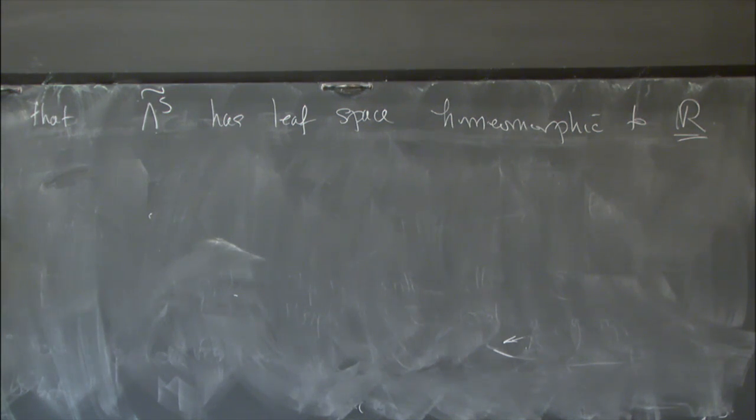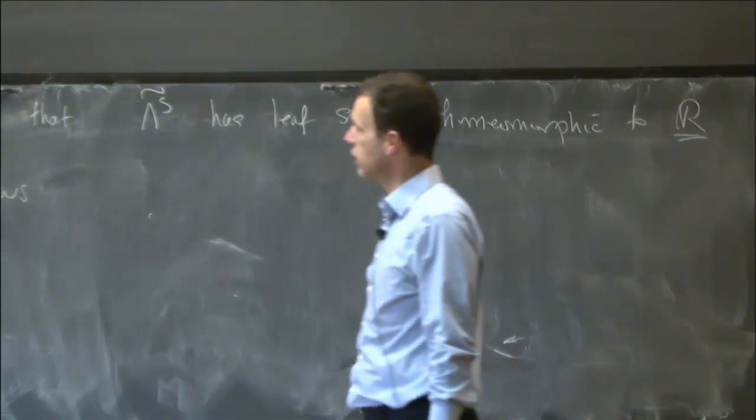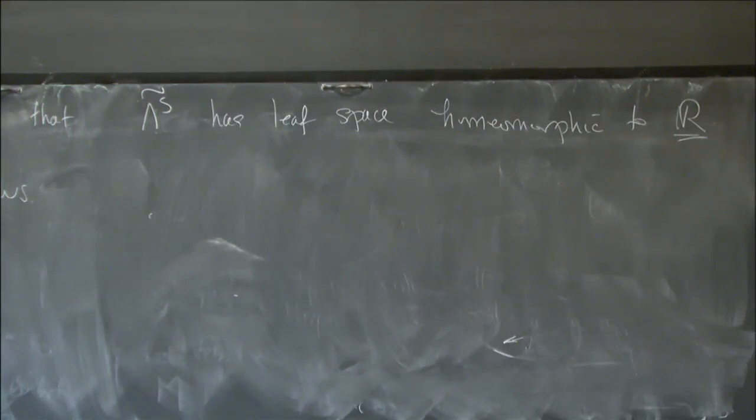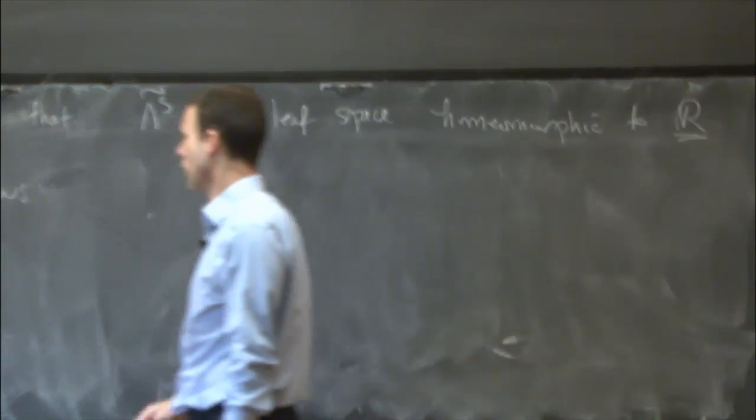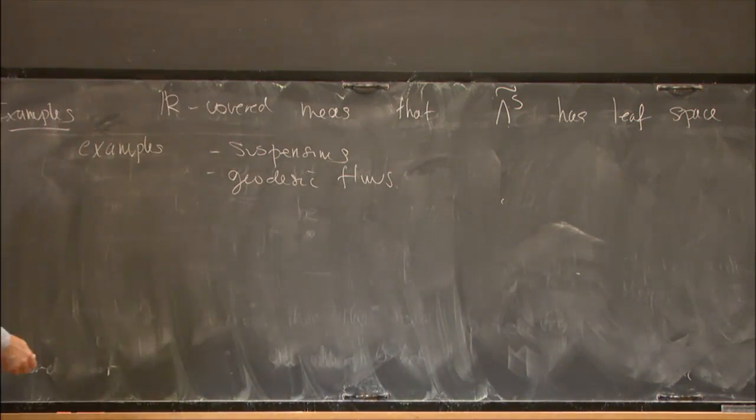Suspensions, geodesic flows. They are very easy to show that they are R-covered. Actually, in the beginning, it's a little bit hard to show that something is not R-covered, but there are examples as well. Okay? So what is leaf space?